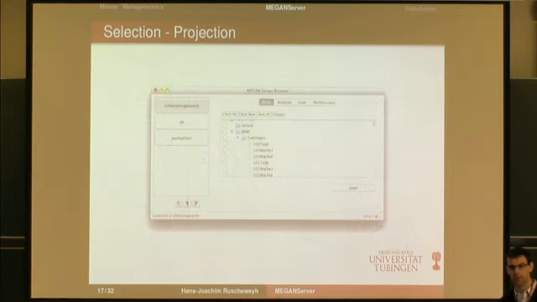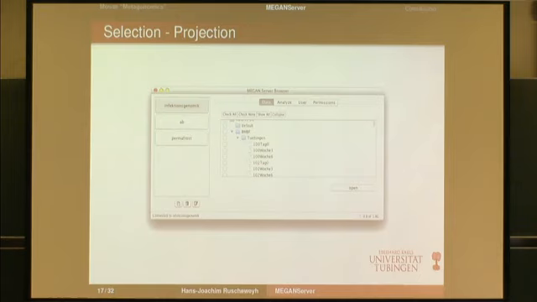So this is a tool which is built into MEGAN, and on the left side you can see the 3 running servers which we have at the moment, and on the right side you can see something like a file system structure.